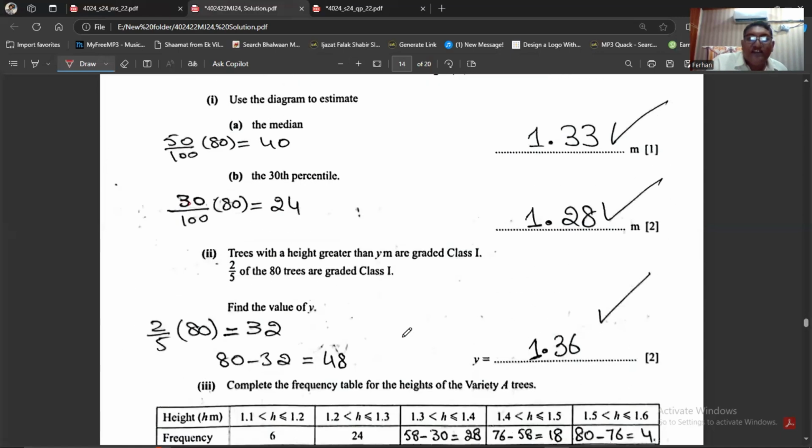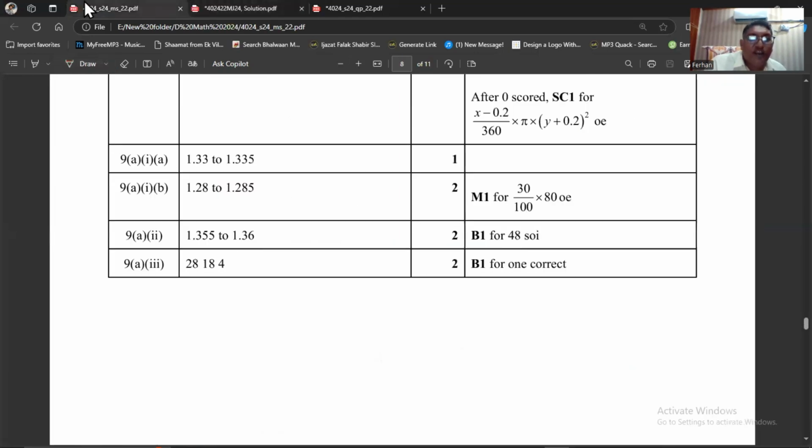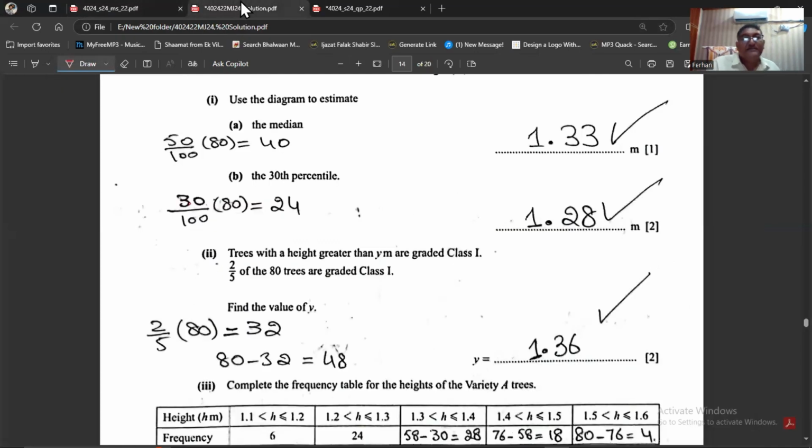So hopefully this is 1.28. So the 30th percentile is 1.28, and our answer is right. This is how this is done.